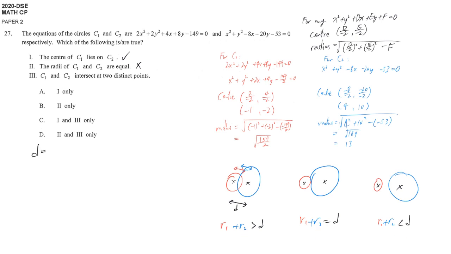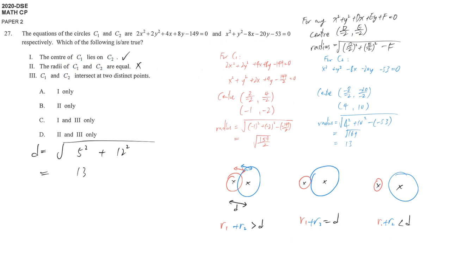So D is equal to square root. We apply the distance formula comparing these 2 points. X difference 4 minus -1, so we have 5 square. And then the y difference 10 compared with -2, the distance is 12. So we have 13 here. So it's also consistent with what we find in 1. Basically, you don't need this calculation. Just tell you the general procedure in case the center of C1 is not lying on C2.